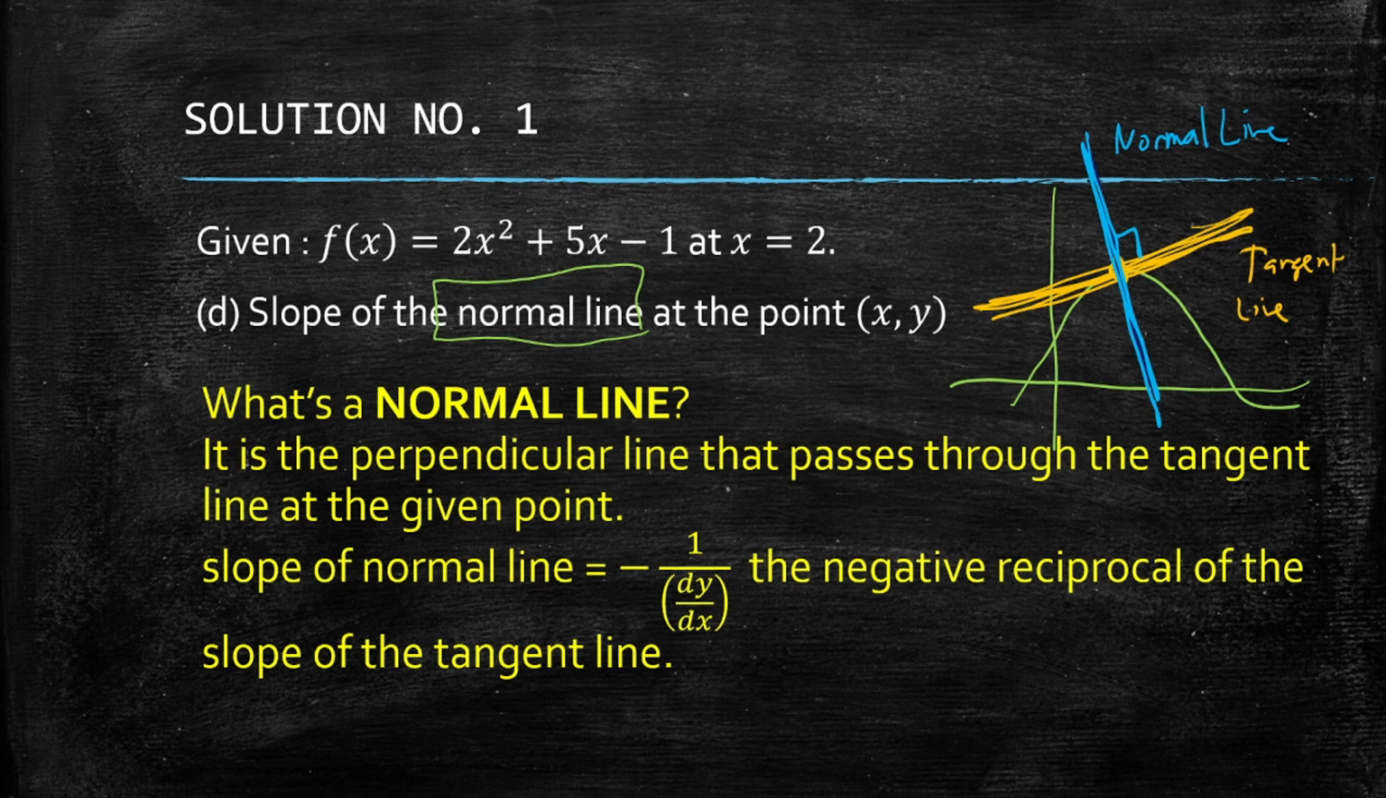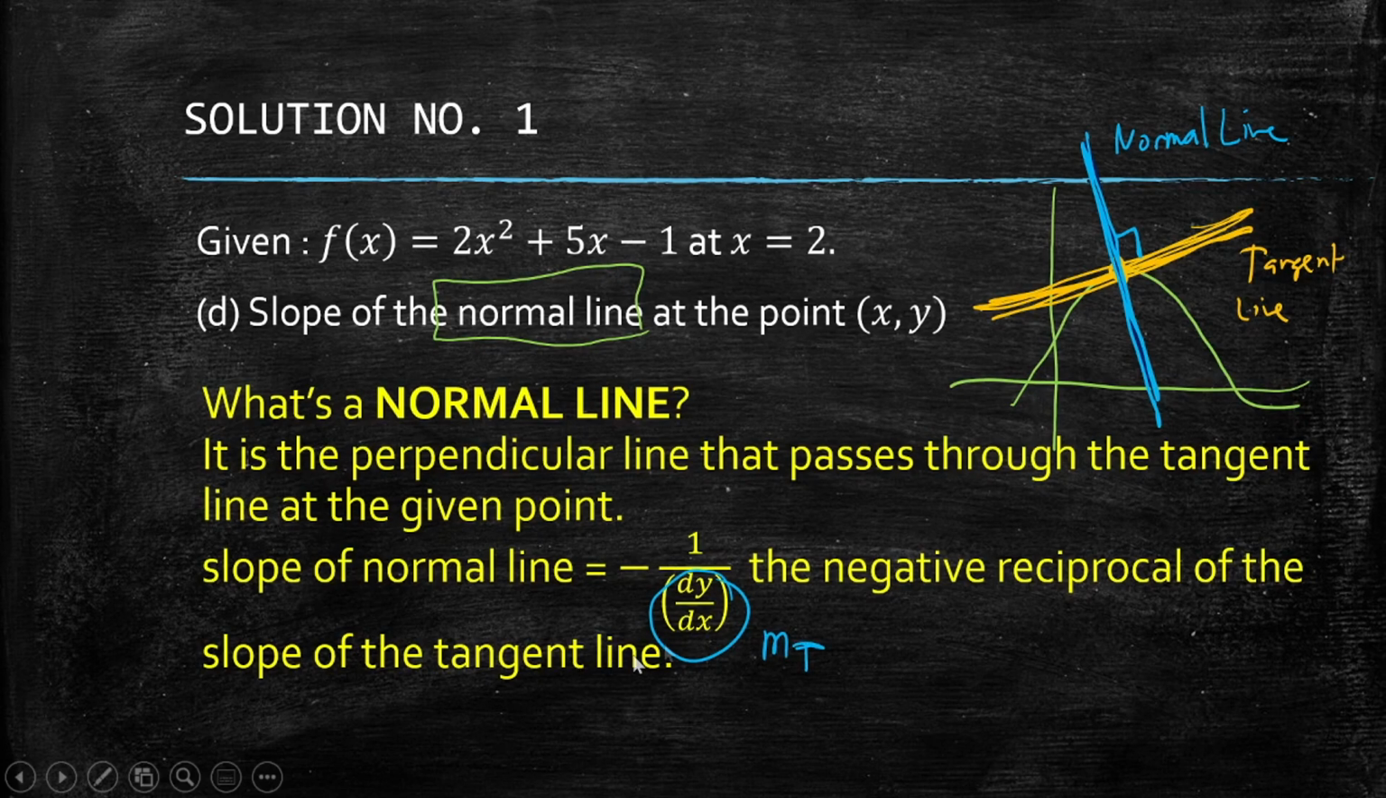Normal line. Okay, so take note that the relationship between the normal line and the tangent line is that they are perpendicular, and this is in notation best represented by this formula here. The slope of the normal line is actually the negative reciprocal of the slope of the tangent line. So take note, dy dx is the slope of the tangent line.